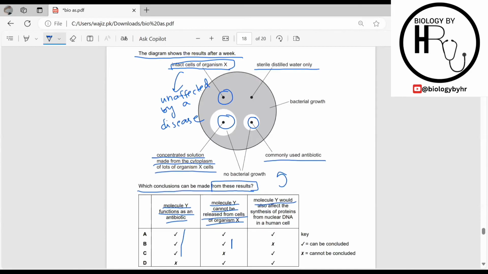Then, molecule Y would also affect the synthesis of protein from the nuclear DNA in the human cell. No, this is not the case. Why? Because it is not being shown in the experiment above. We cannot conclude this statement from the experiment above. So hence the answer over here is option B.